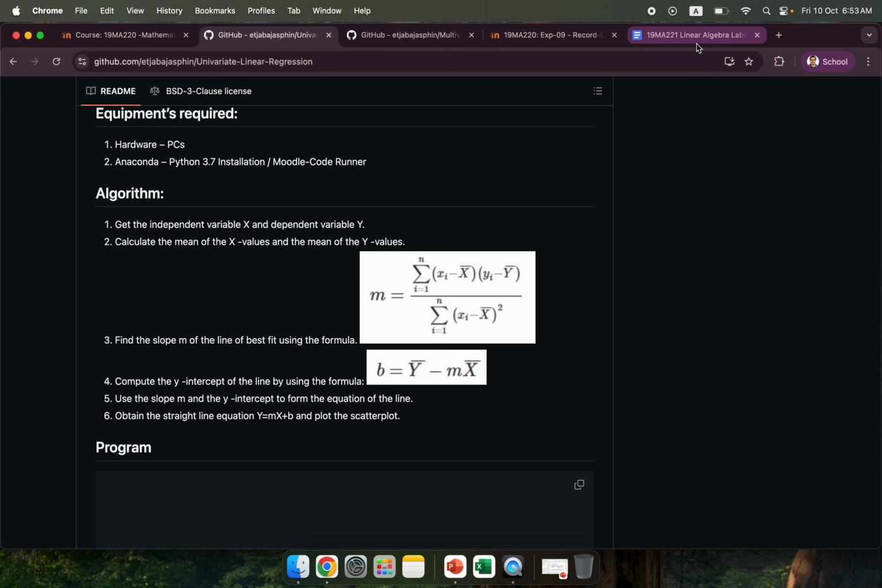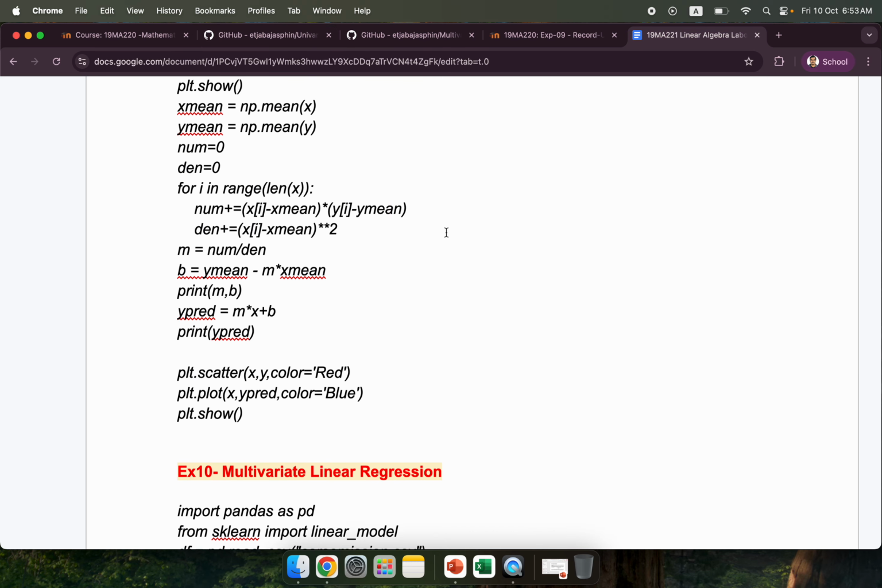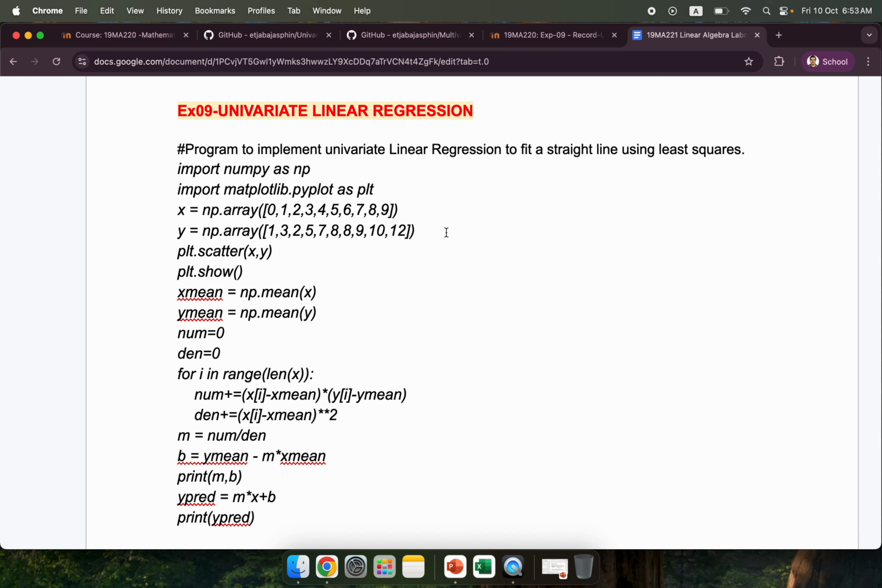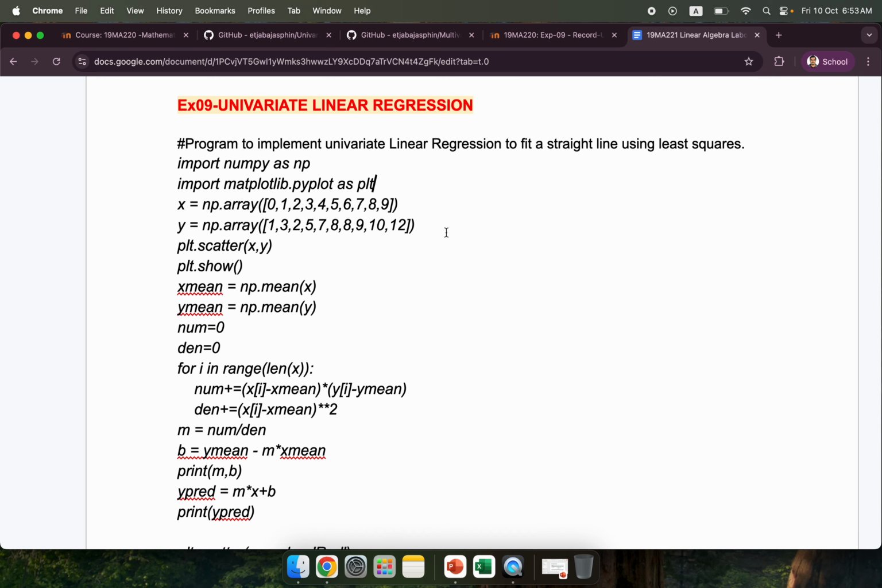So the program is given here. This is the program for univariate linear regression. In this program, you will be importing numpy as np. Then afterwards you will be importing matplotlib.pyplot as plt, that is for doing the scatter plot. Afterwards you are entering two arrays for the values, using np.array, that is a numpy array.